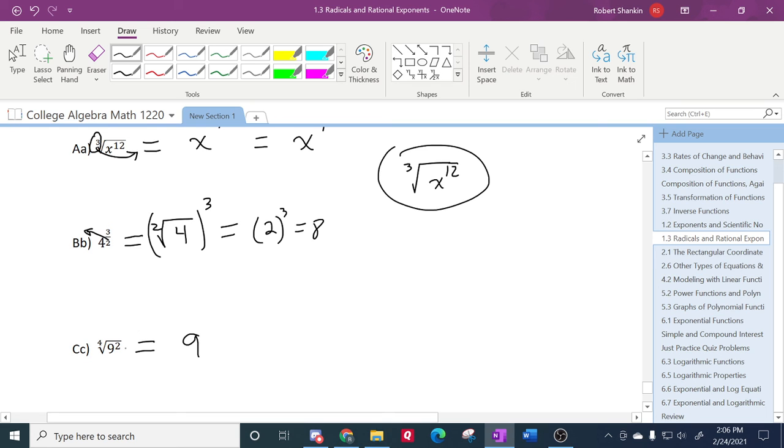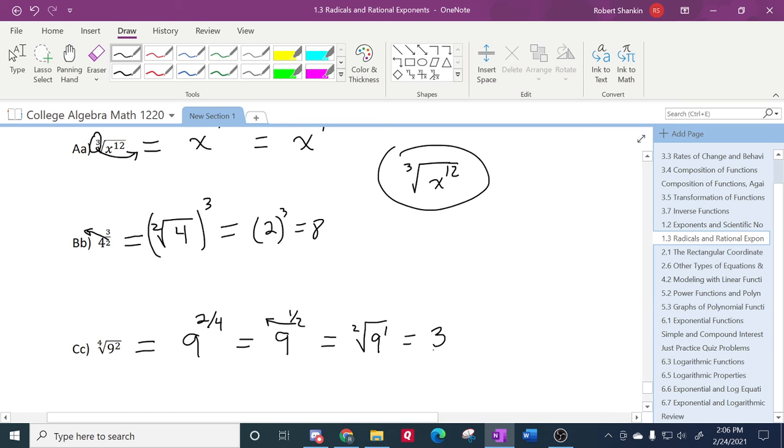4 goes underneath the 2. Now, 2/4, I can reduce that fraction. The same as 1/2. And now 9 to the 1/2, I can't tell what that is, except if I move this out. And then that's 3.